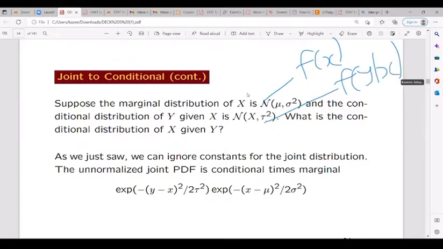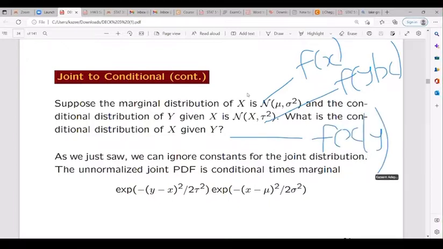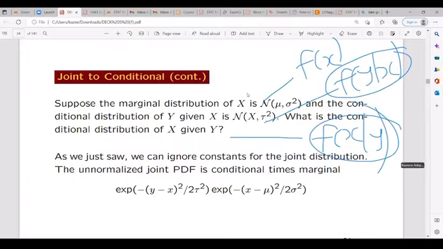Now, you know the question now? How can you figure out f of x given y? That is what we want to find now. I'm going to say this again. You are given f of x, the marginal distribution of x, following a certain probability distribution, and you are also given the conditional f of y given x. But what they want you to figure out now is the conditional distribution of x given y. This is not the same thing as this. They are not the same. F of y given x is different from f of x given y.